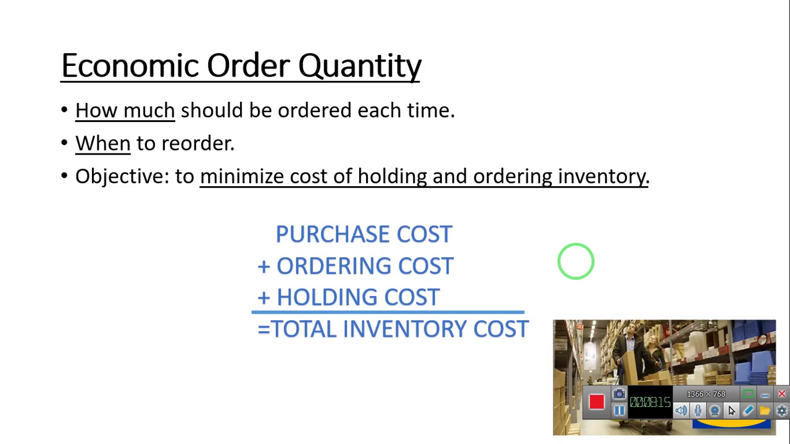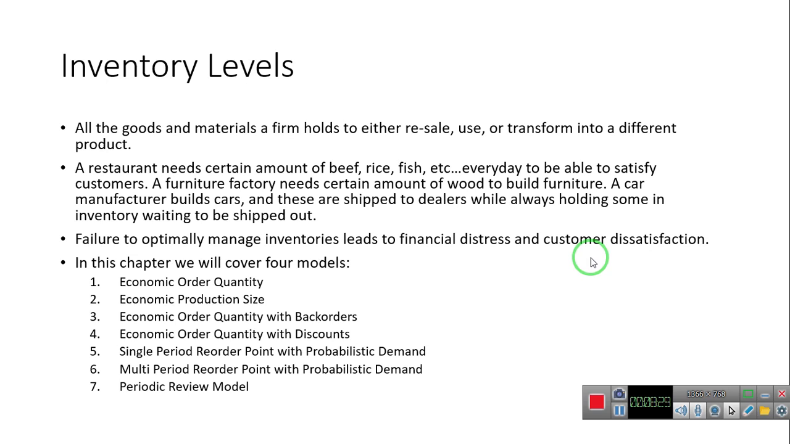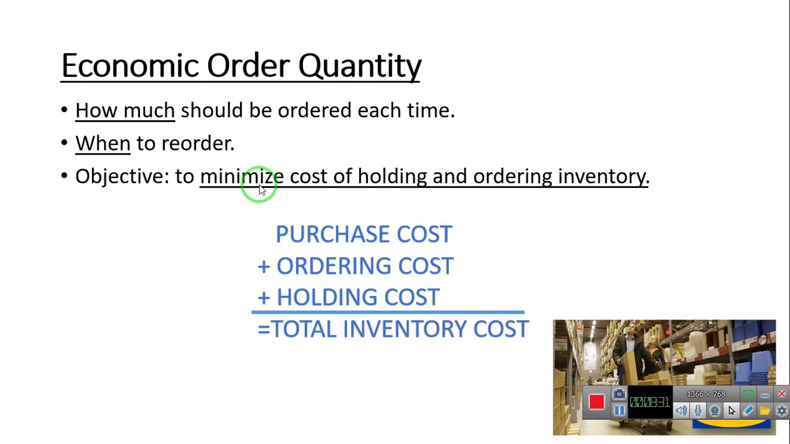So the big questions in economic order quantity, and in any other inventory model for that matter, are: how much do I need to order every time I order, that Q star that I just showed you before, this Q star, right? So how much should we order? When do we need to order? And why do we care? Because we need to minimize the cost of holding and ordering inventory. There is a cost to holding inventory, and there is a cost to ordering inventory. The two things cost you money.